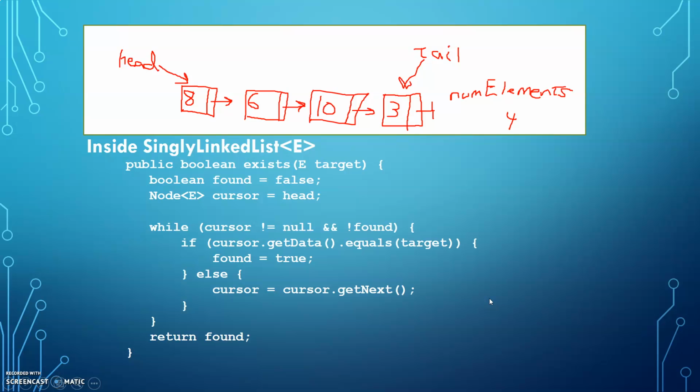Previously, we had an iterative method, the exists method, inside the singly linked list that would check to see if something did exist. It would start off with cursor being established at head, and then cursor would advance through the list, stopping either once it found it or if it fell off the end of the list. So that was an iterative approach for doing exists on a singly linked list.